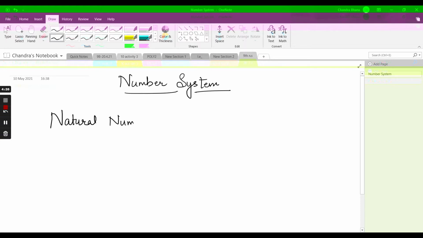You were first taught natural numbers, 1, 2, 3, 4, and so on, which are endless. Then your teacher introduced you to 0 also, that there exists a number 0 before 1. So the name changed to whole numbers.